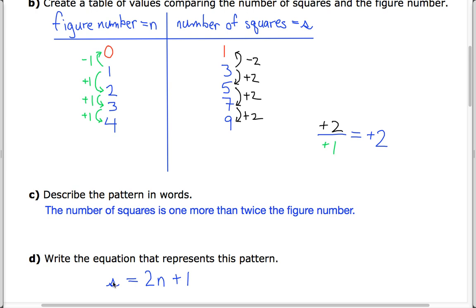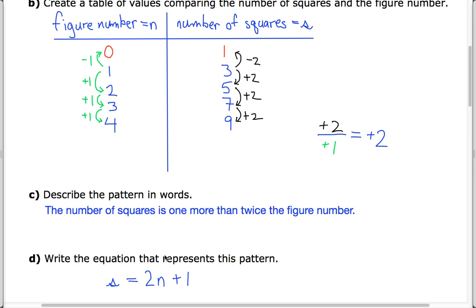Because of that, I can write it as s equal to something times n plus or minus something else. To get the coefficient of n, we take the change in the number of squares over the change in the figure number. That's how we got 2 as our coefficient here. And the plus something else is the s value when n is equal to 0.